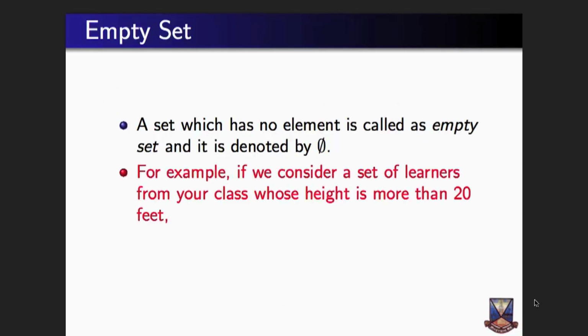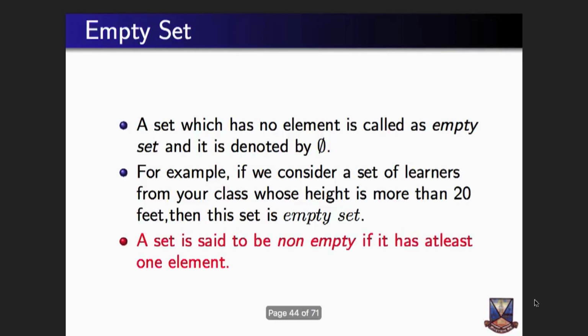For example, if we consider a set of learners from your class whose height is more than say 20 feet, then obviously this set is an empty set, as in a normal class you will not get anybody whose height is more than 20 feet. Or for example, we may say the set of all prime numbers which are greater than 5 and are even, and we know that the only even prime number is 2. So, this example also becomes the example of an empty set.